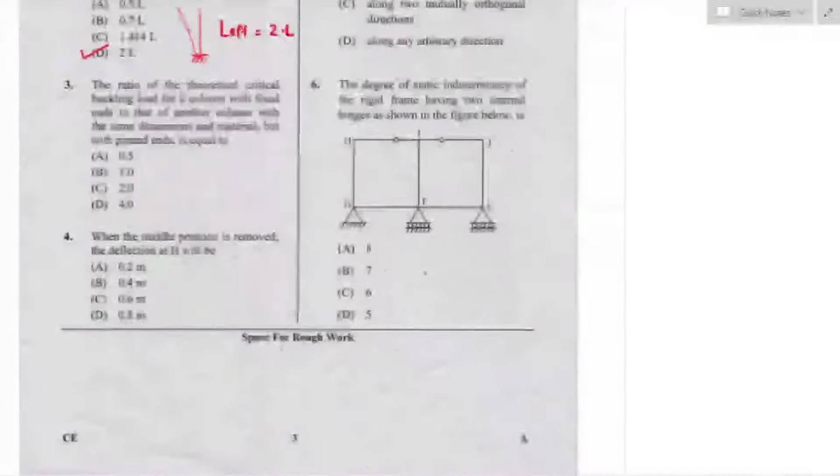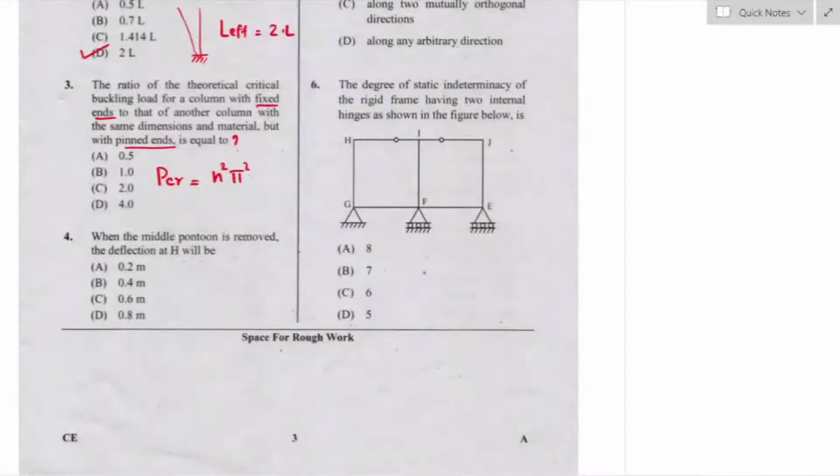Question number 3. The ratio of theoretical critical buckling load for a column with fixed ends to that of another column with the same dimension and material but with pinned ends is equal to. So we have to determine the ratio between the two different end conditions. The general buckling load formula is n square pi square EI by L square, where n depends upon the end conditions of the column.